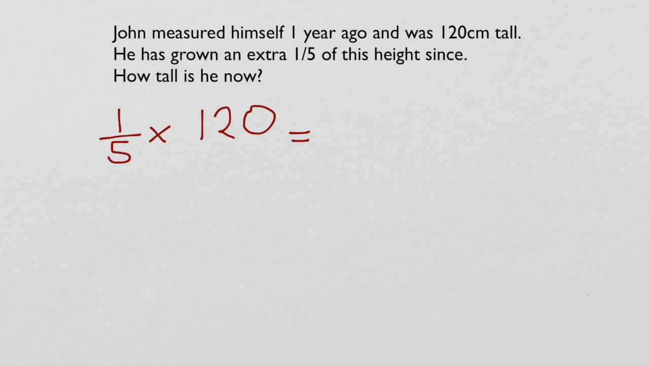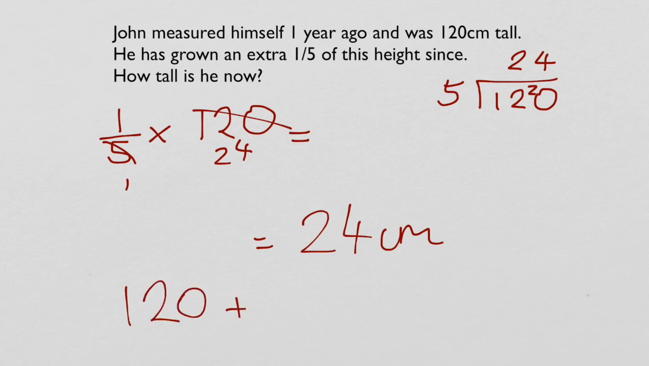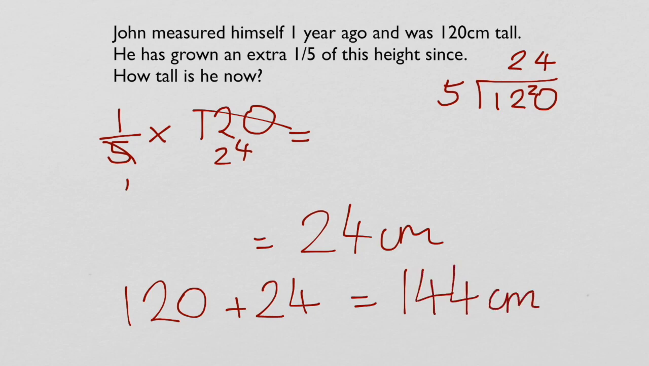5s into 5 go once, and 5s into 120, I can do a bit of short division there on the side, and that equals 24. So the answer for this part is 24 centimeters. And then I simply add that answer onto the initial height of 1 year ago. So 120 plus 24 equals 144 centimeters.